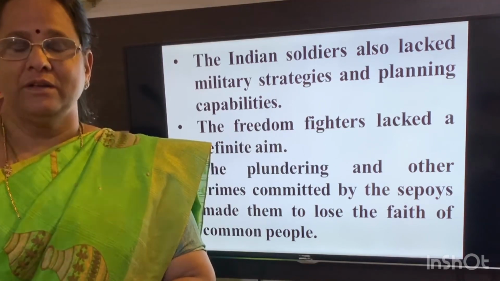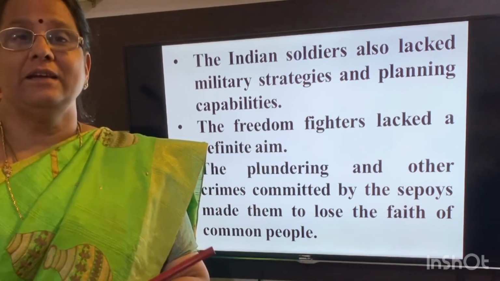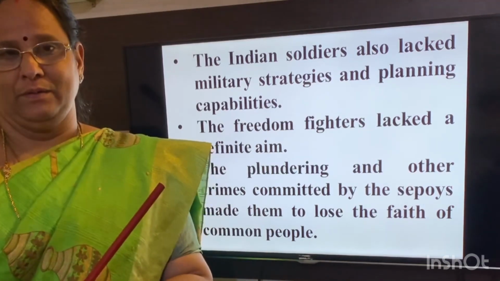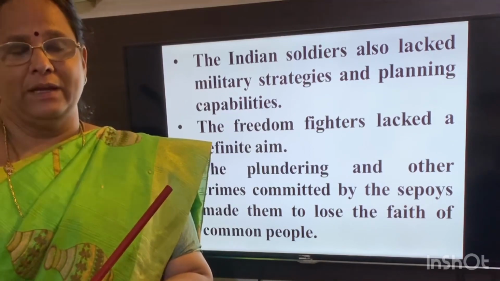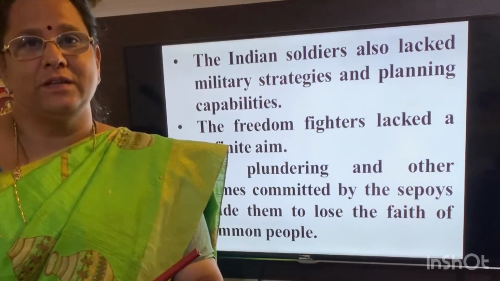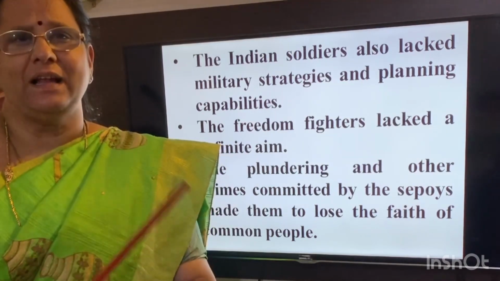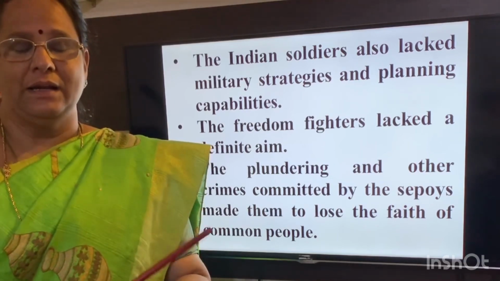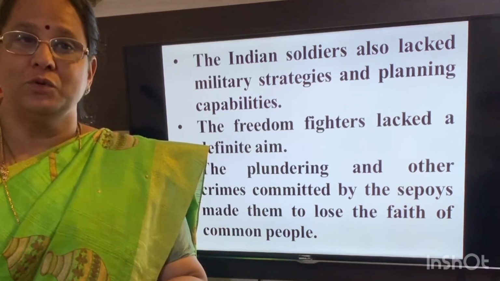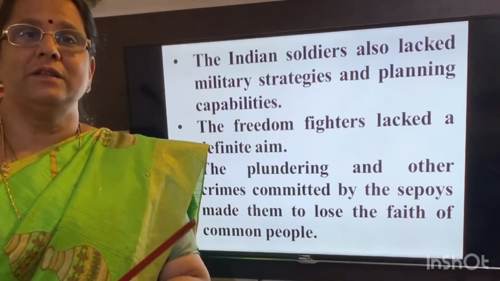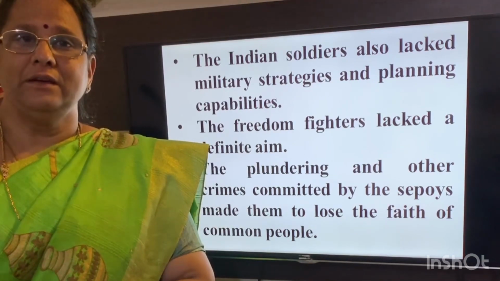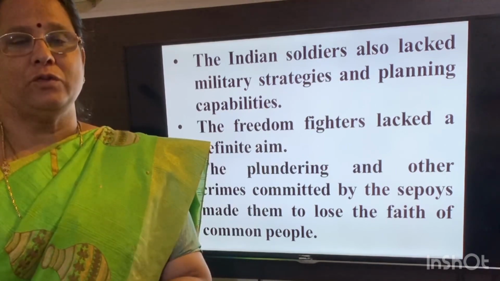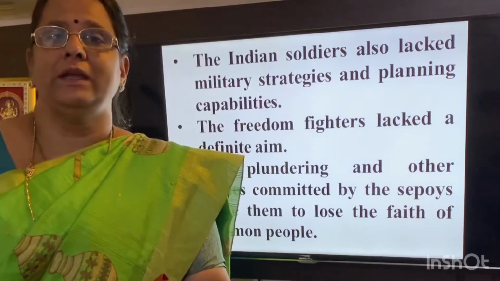And the most important, the freedom fighters were lacking a definite aim. They did not have a proper goal. And the last one is that the soldiers did not receive the salary at all. So due to that, they indulged in criminal activities like dacoity, plundering, looting. So due to that, they lost their interest. At the same time, common people did not support them. So these are the reasons for the failure of 1857.